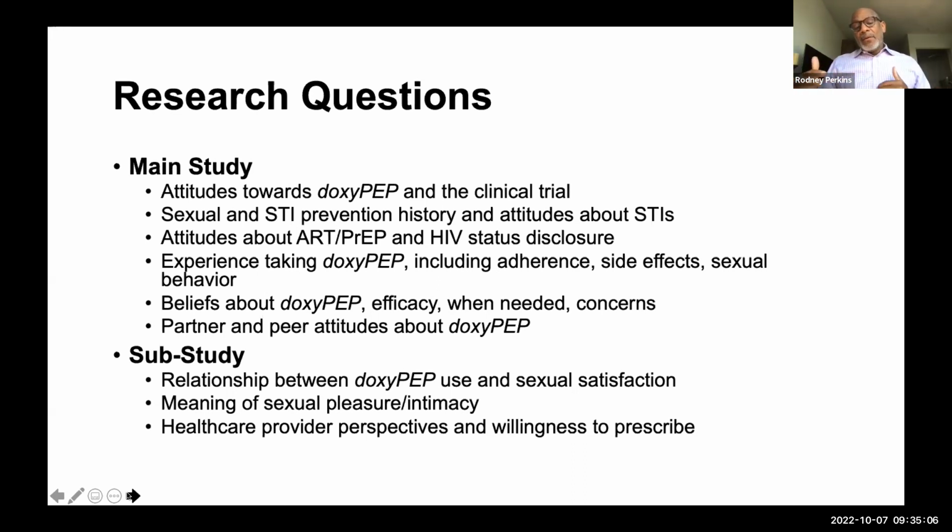And within the study is a sub-study that's being done, which is actually my dissertation work, which is basically looking at the relationship between DoxyPEP use and sexual satisfaction and the meaning of sexual pleasure and intimacy. And then with those two, trying to take on what are some of the positive sexuality components around DoxyPEP. And then the third component would be looking at healthcare providers and their perspectives and their willingness to prescribe.